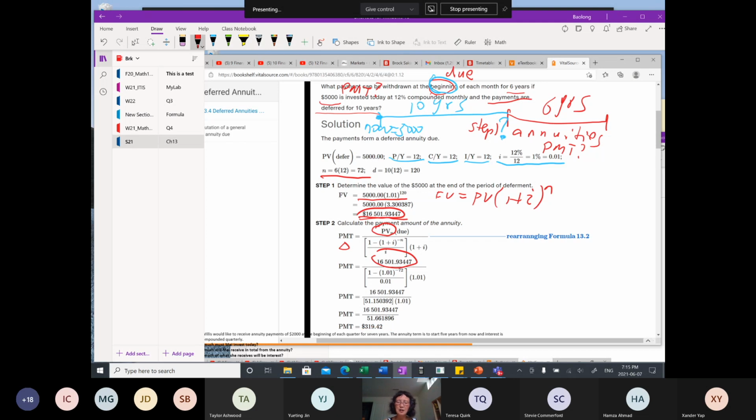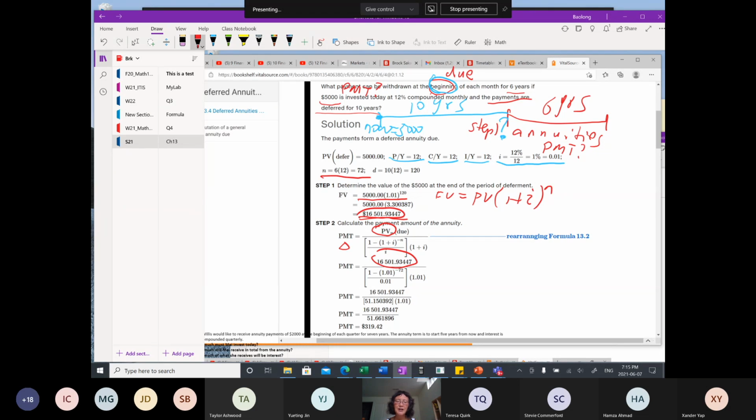Again, it needs lots of work. Make sure you know how to carry out these calculations. The ultimate goal is you want to get exactly $319.42. Your quiz question for chapter 13 will have similar questions, different scenarios. So this is the formula method.